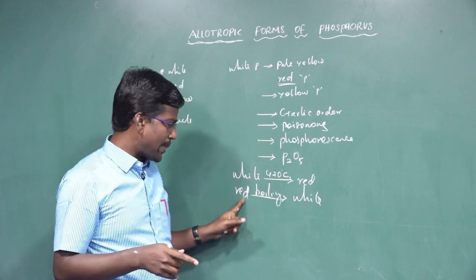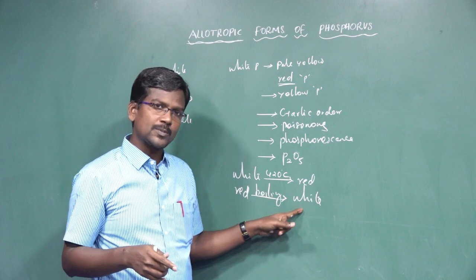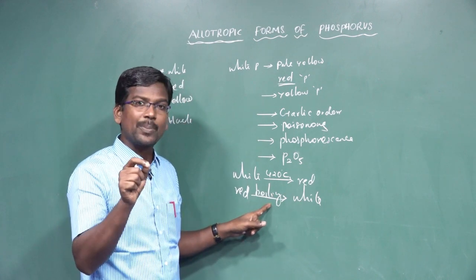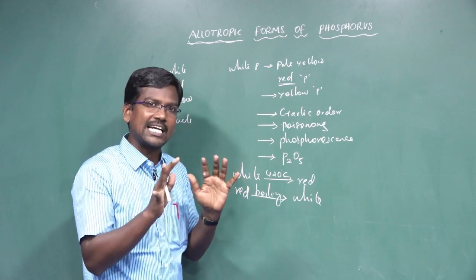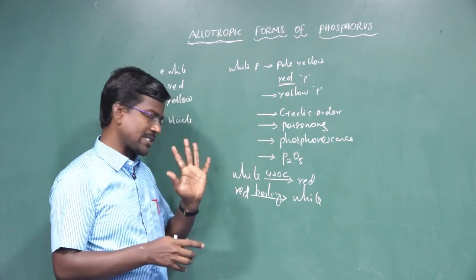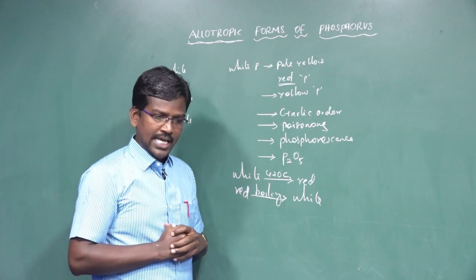Then red phosphorus is again converted into white phosphorus by boiling in the presence of atmospheric air. The vapor of red phosphorus condenses under water to produce the white phosphorus. Next one.